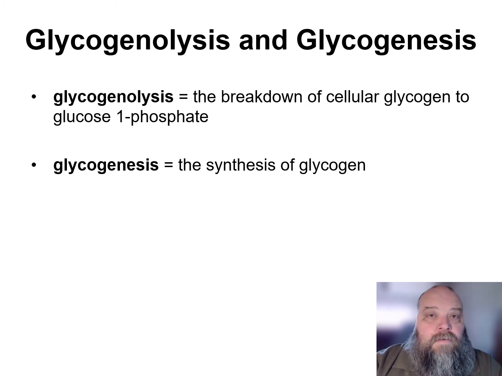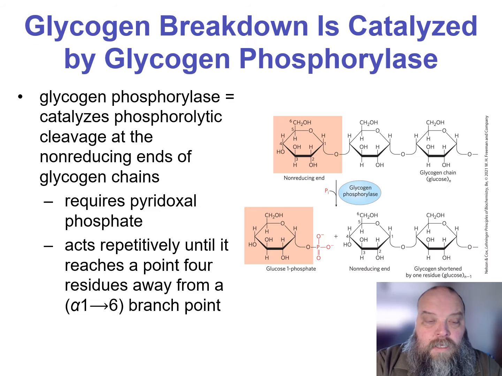Now, breakdown of glycogen, because remember glycogen is nothing more than a branched chain polymer of glucose, is referred to as glycogenolysis, where that branched polymer is going to be broken down 1 glucose 1 phosphate by 1 glucose 1 phosphate. The taking of those glucoses and linking them together, that is referred to as glycogenesis, the formation of glycogen.